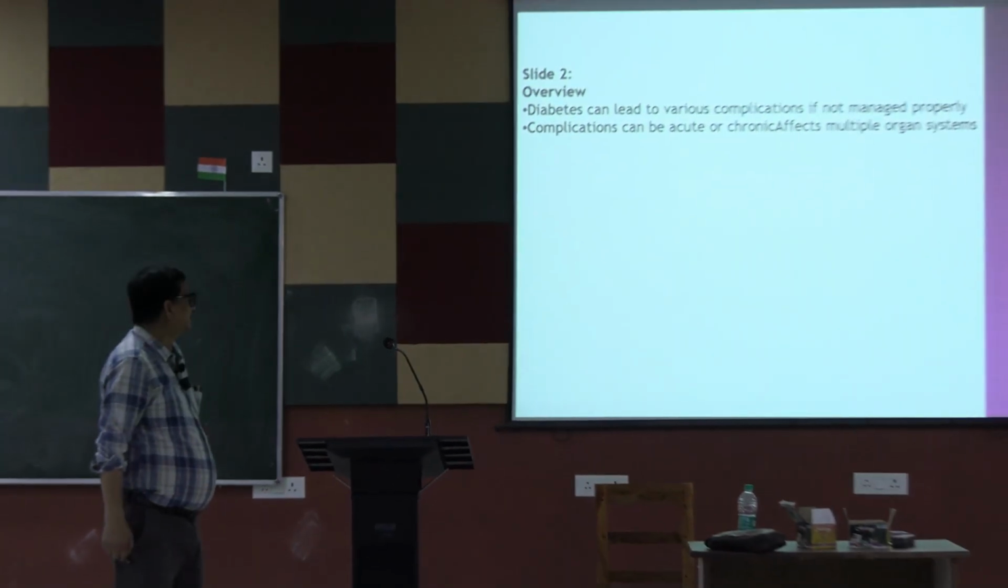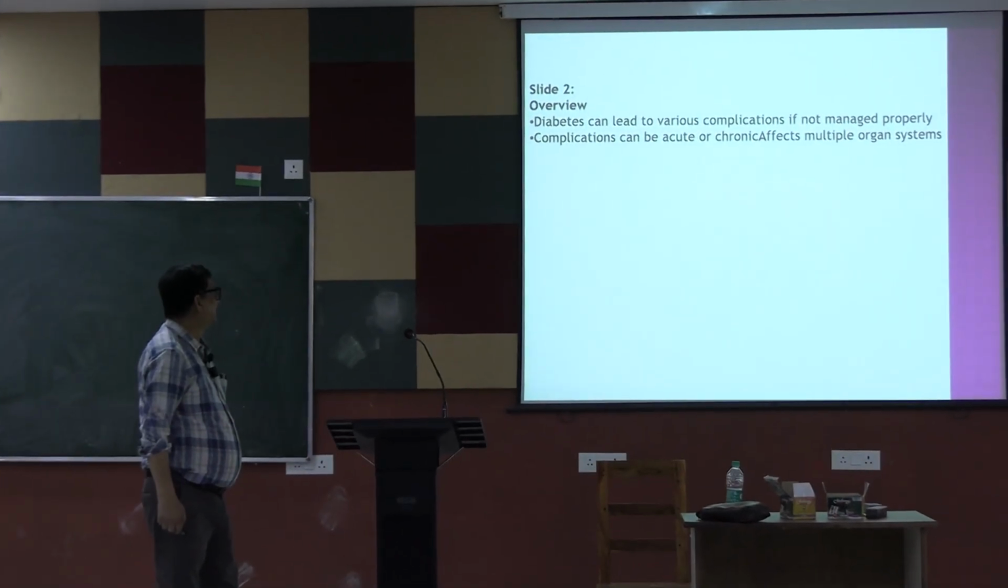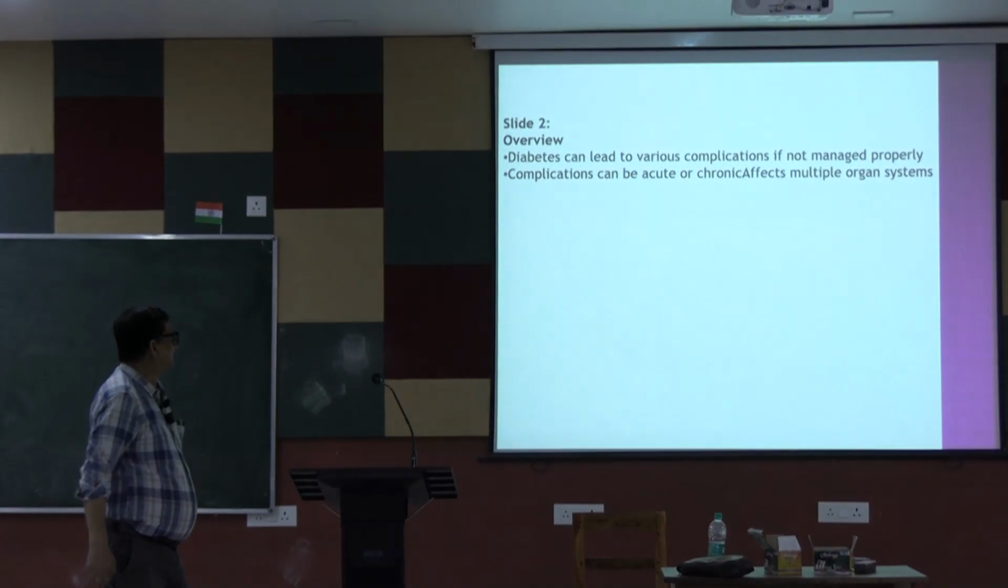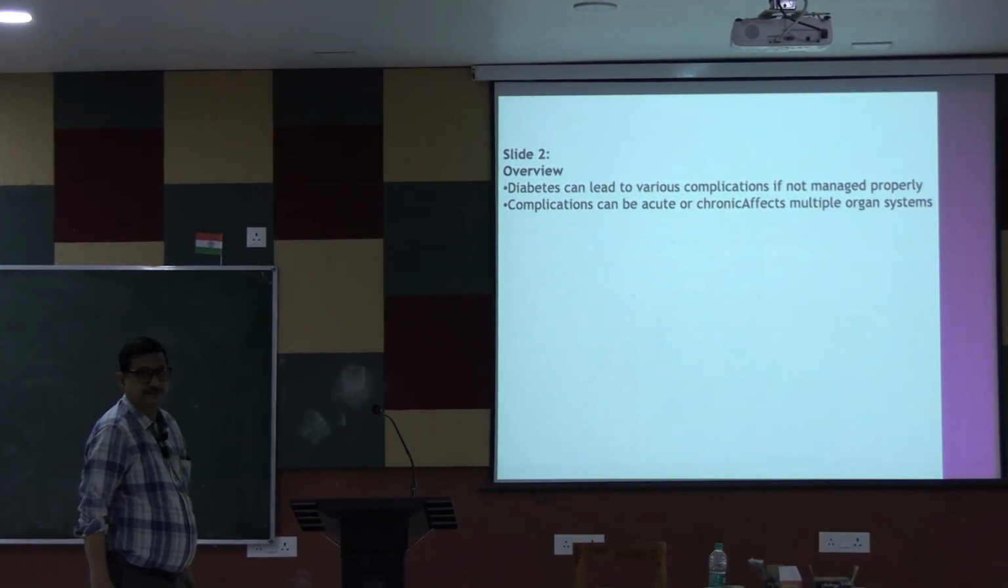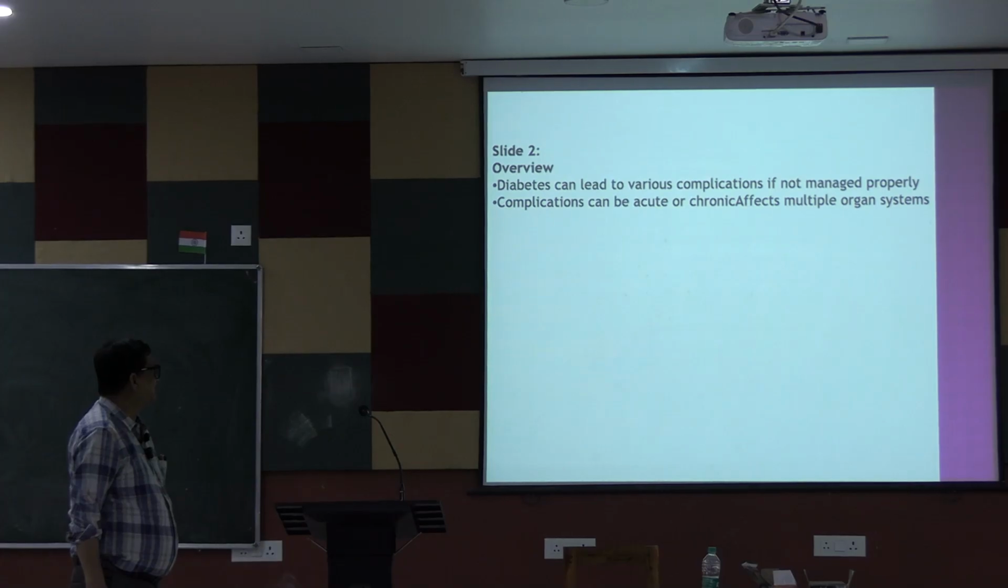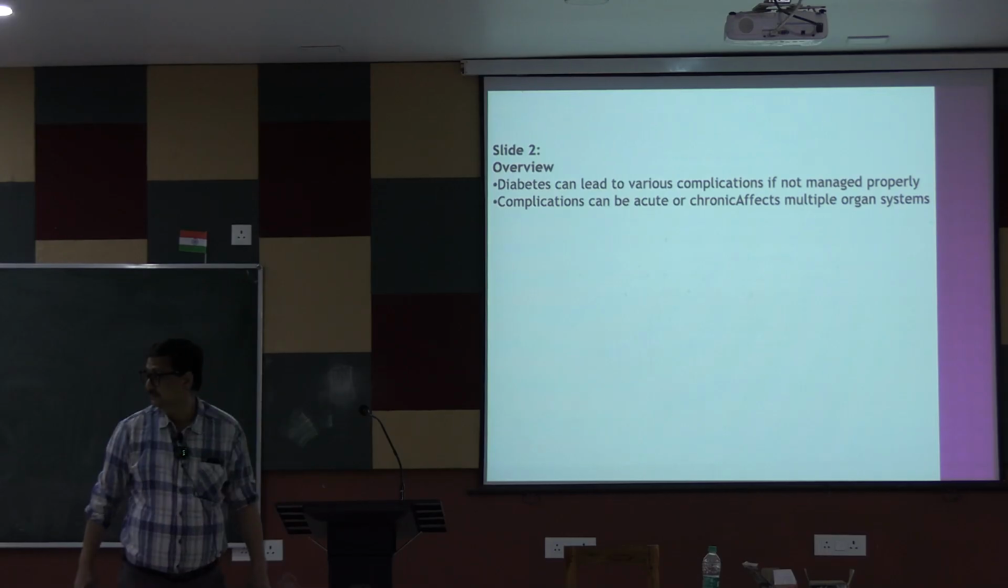Today we will discuss the overview. First, diabetes can lead to various complications if not managed properly. And complications can be acute or chronic, affecting multiple organs.